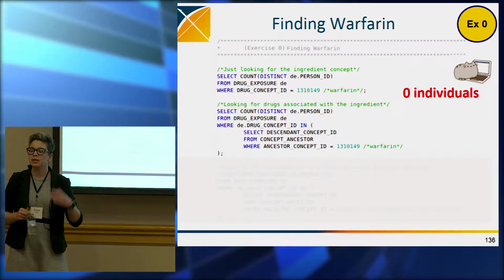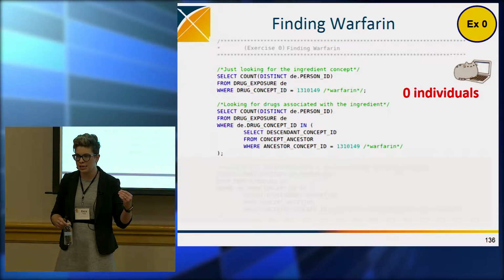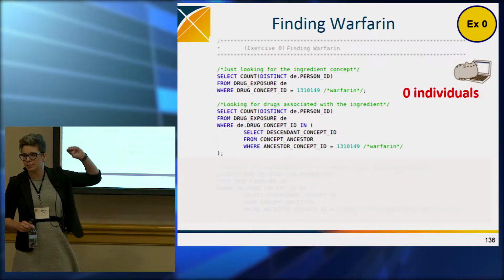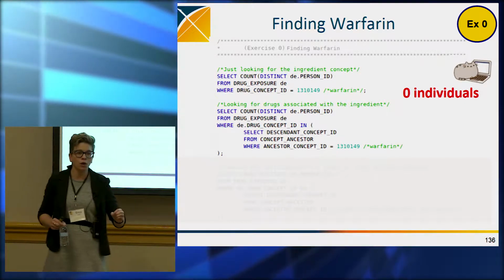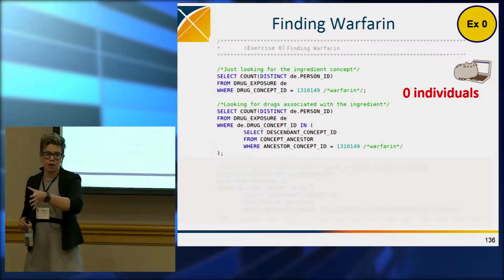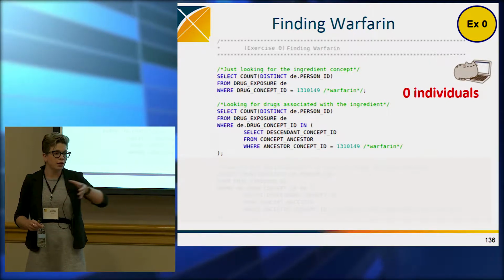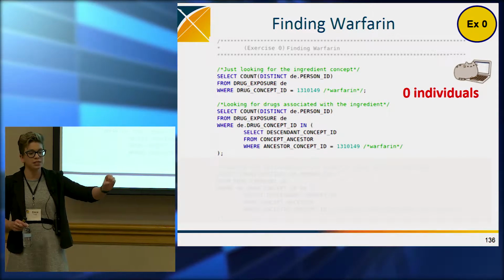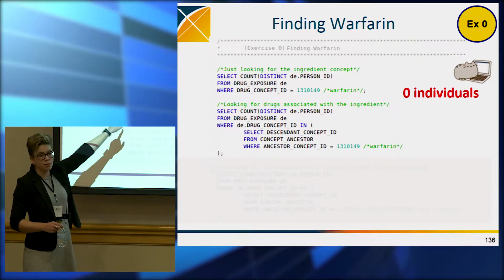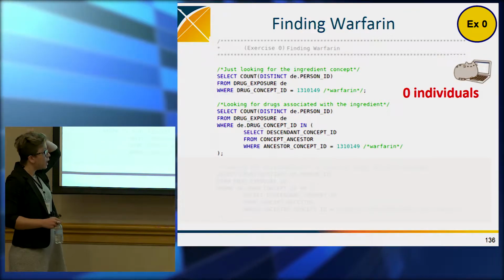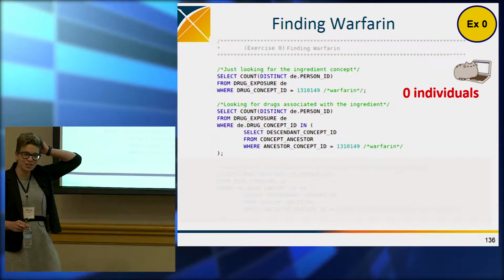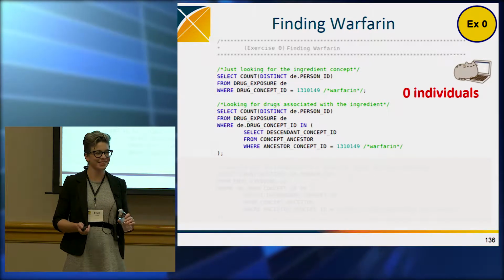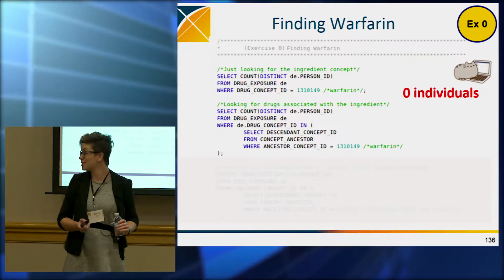In this case, I want all concept IDs that are associated with the ingredient warfarin. I'm going to use my concept ancestor table to help me go from the ingredient to all the RxNorm concepts that are associated to that. Again, Christian said ingredients are ancestors, and the more specific concepts are the descendants. That's what I'm using this inner query for. How many patients do we get when we run this query? Hopefully the answer is not still 0.